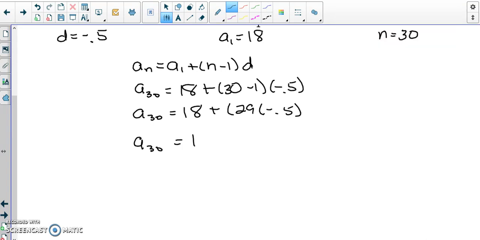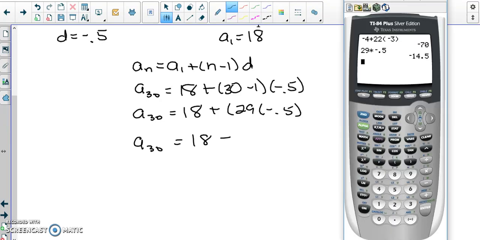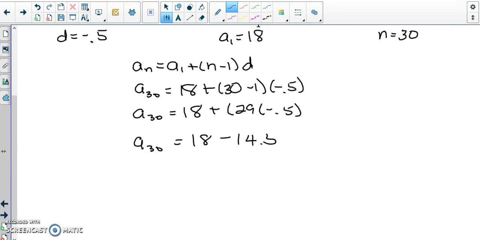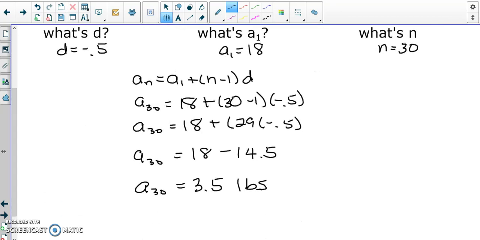So a sub 30 equals 18 minus, what did we say that was? 14.5. Now you can make it a plus a negative 14.5, or you can just change that to a minus. And now when we're done, after 30 days, there will be 3.5 pounds of food left. So we can use it because that's going to be a sequence, because every time it's decreasing by the same amount. Each day it's going down 0.5 pounds. So we can list that in a sequence and find, using this formula, how much will be left on the 30th day.